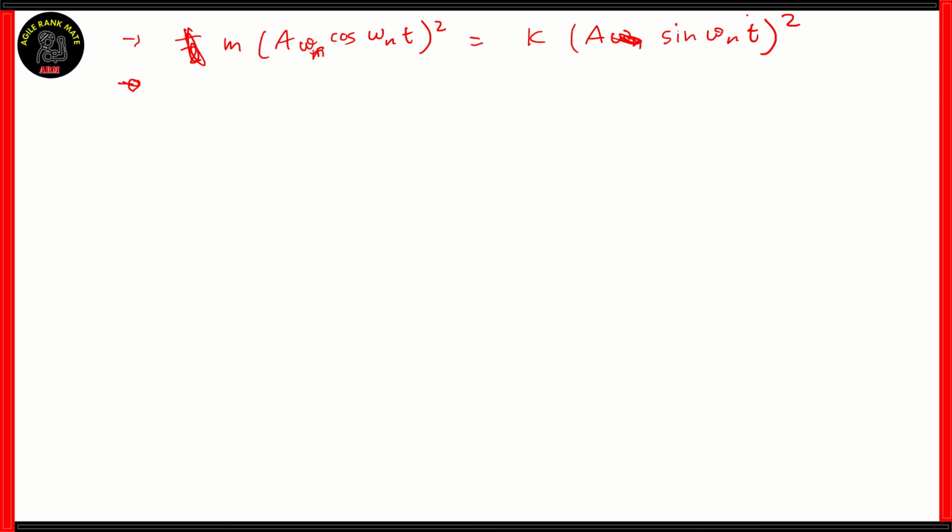Now what do we do? When we expand it, we get m times A squared omega n squared cos squared omega n t. Omega n t because omega n and t are both part of the angle theta. Now on the right hand side it's k times A squared times sine squared omega n t. Now again we have A squared and A squared common, so we can cancel those out.